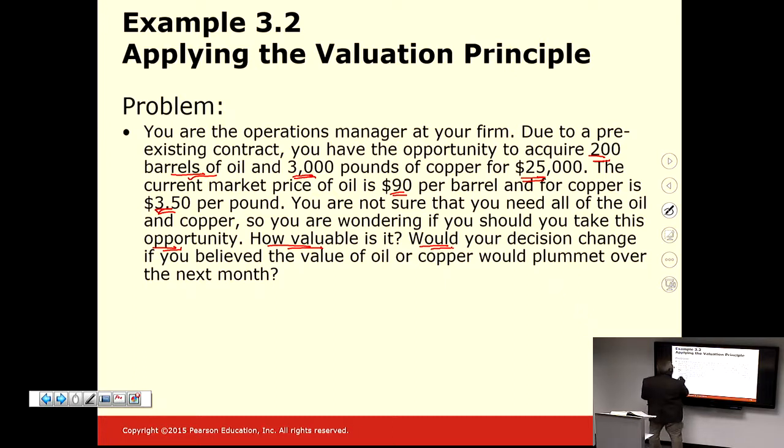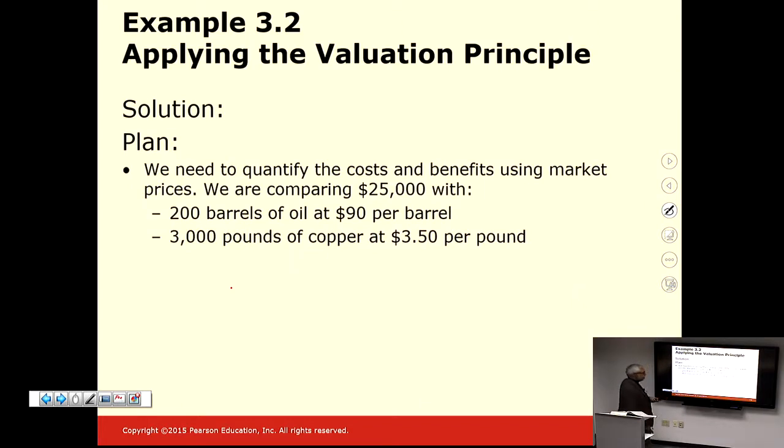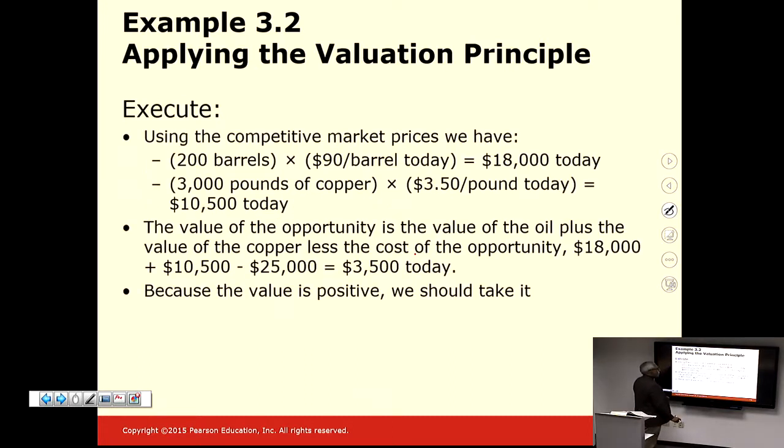And would your decision change if you believe that the value of copper or oil would drop over the next month? All fair questions in standard normal businesses. So the first thing we have to do is quantify the benefits and costs. So we have 200 barrels of oil at $90 a piece and 3,000 pounds of copper at $3.50 per pound.